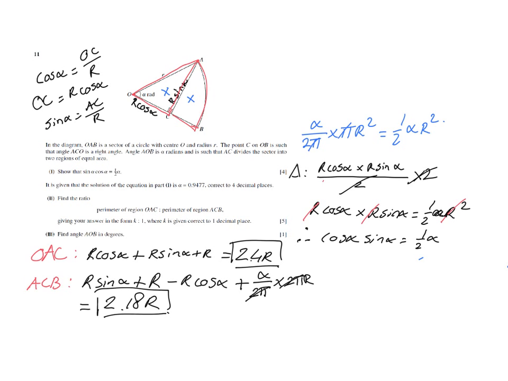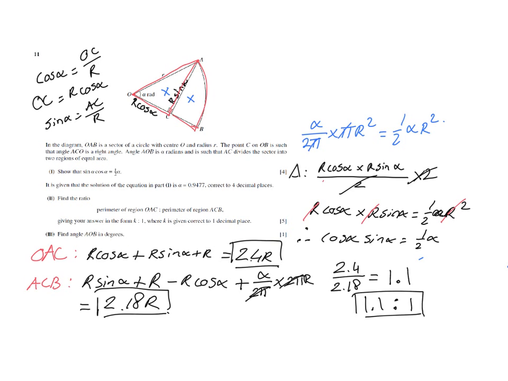Now they're asking me for the ratio. I've got most of those points in now. They're asking me for the ratio of OAC to ACB. So to find that ratio, I've got to divide, but make sure you do 2.4 divided by 2.18, because the order is also important. Let me check that, 2.4 divided by 2.18 equals 1.1. So the ratio is going to be 1.1 to 1. There you go, that's the final answer there.